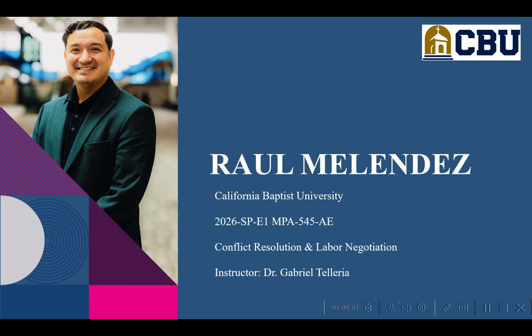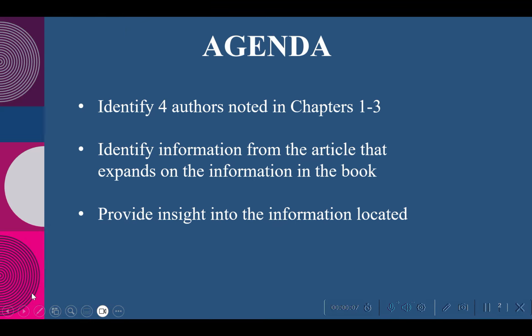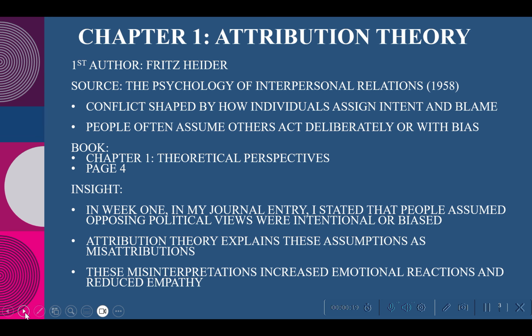This is MPA 545, Conflict Resolution and Labor Negotiation. Today's agenda is to identify four authors noted in chapters 1 through 3, identify information from the article that expands on the information in the book, and provide insight into the information located.